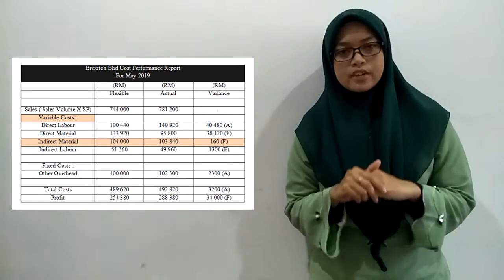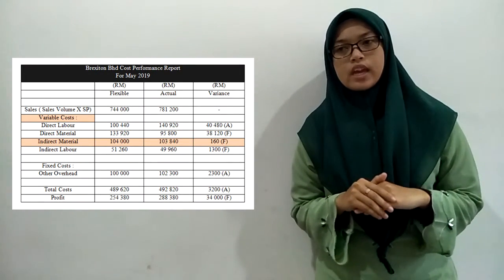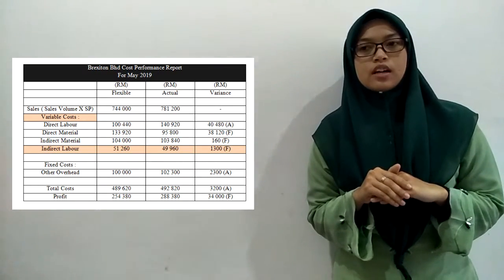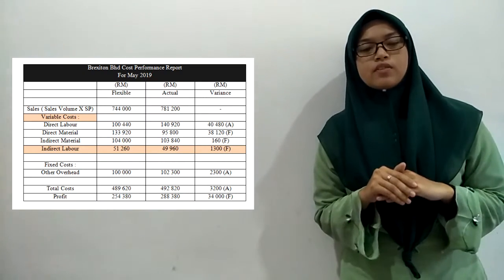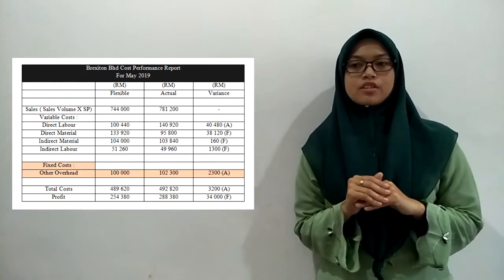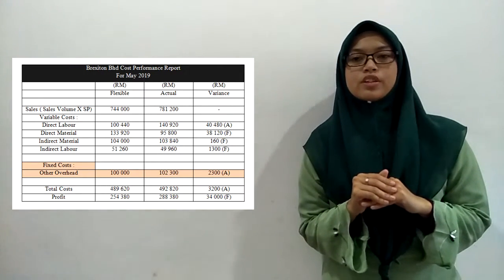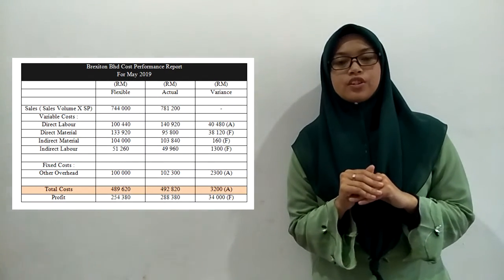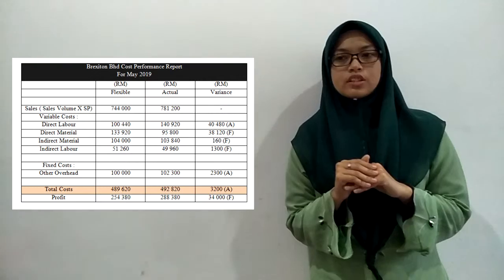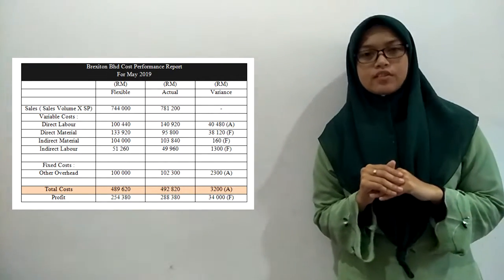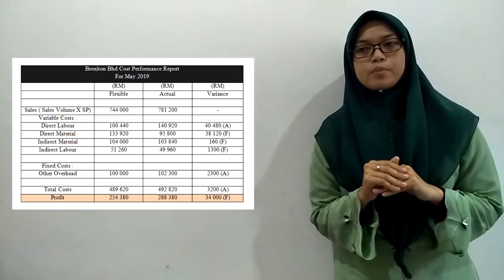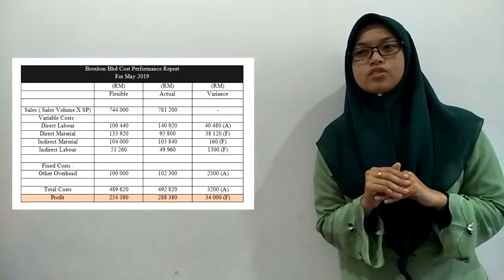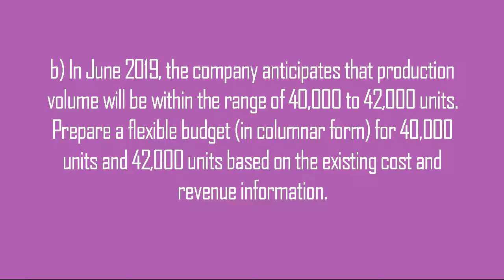Then indirect material, we got 120 ringgit. It is favorable. Then indirect labor, we got 1,200 ringgit, which is favorable. Last one for fixed cost, the variance is 2,300, which is adverse. For total cost, we got 3,200 ringgit, which is adverse. And for the last one, net profit, it is 34,000 and it is also adverse. So that's all.